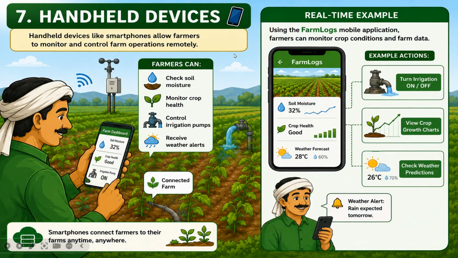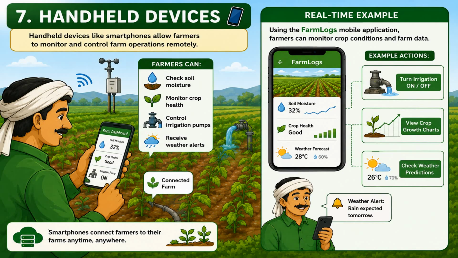Then comes the handheld devices. So here, handheld devices, especially we use the smartphones, which allows the farmers to monitor and control farm activities from anywhere. Now here a farmer, he is using a smartphone which is connected to the farm through the internet. The mobile phone, it displays important farm information such as the soil moisture, then crop health and irrigation status, that whether it is on or off.